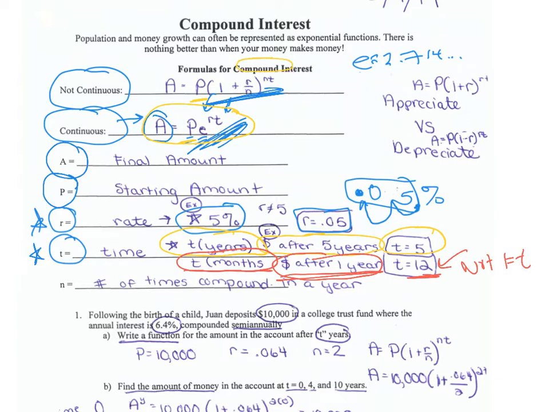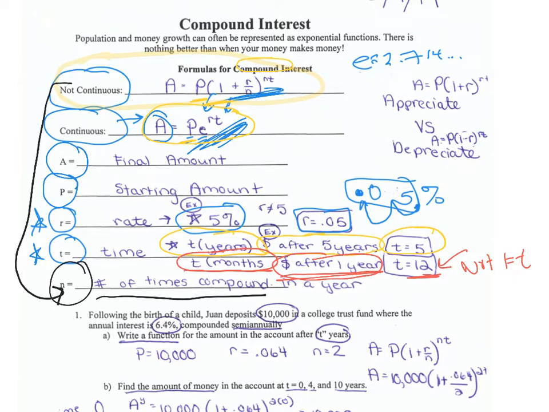I'm talking about compound. Your money is compounded every month, every week. That's when you would go with not continuous, when it says it's compounded every month, every week. When it says that, we know we're going with the non-continuous formula, which has that n in it, right? So n is the number of times it's compounded in a year.